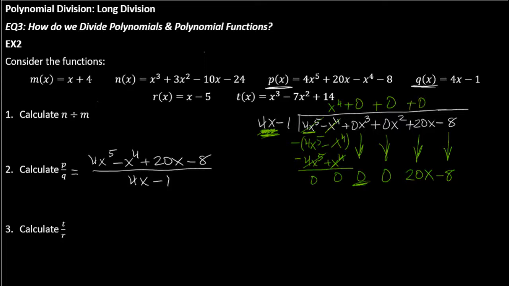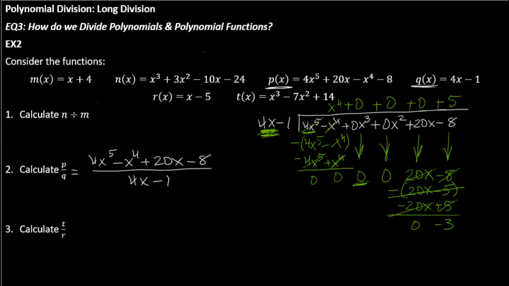So here we're going to have a plus 0, and then we're going to have a plus 5. Okay, so 5 times 4x, that gives me 20x. And 5 times negative 1, that gives me negative 5. And we need to distribute the minus, so this becomes negative 20x plus 5. We can go ahead and scratch that out. Okay, so 20x minus 20x, that's 0, minus 8 plus 5, negative 3. So we have a remainder this time.